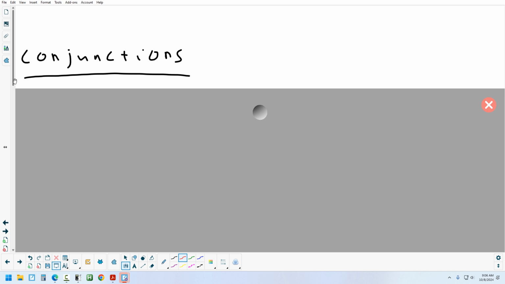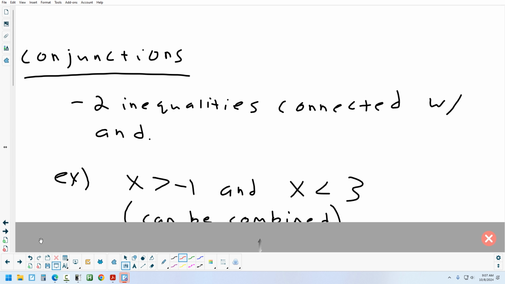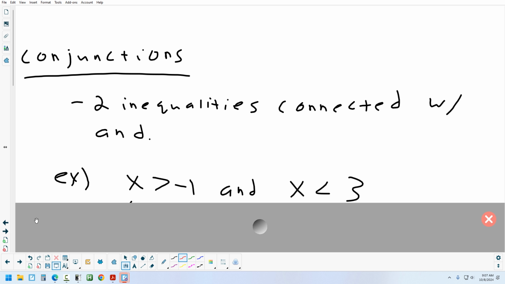Okay, so there's 2 words that come up a lot when we do inequalities. One of them is the word or. And does anybody know the other word that comes up when we're dealing with inequalities besides or? Well, think about in English, which word is a conjunction in English? 2 words put together. And what's the word that you use in English that is a conjunction? And. Yeah. And. So when we have a conjunction, that's when you have 2 inequalities connected with the word and. All right? So that's an example of a conjunction. X is greater than -1, and x is less than 3.